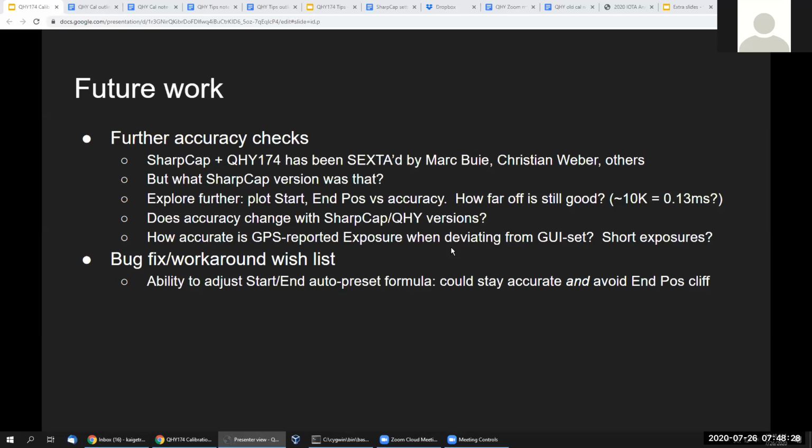One is I would like him to add the ability for us to adjust his formula for the start end preset. Whenever we change exposure and it tries to helpfully set the calibration values, there's a formula, like a y equals mx plus b formula. I want to toggle m and b, because while it's pretty close, it's going too high.